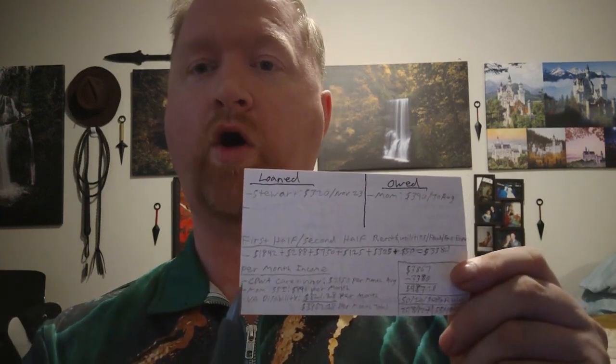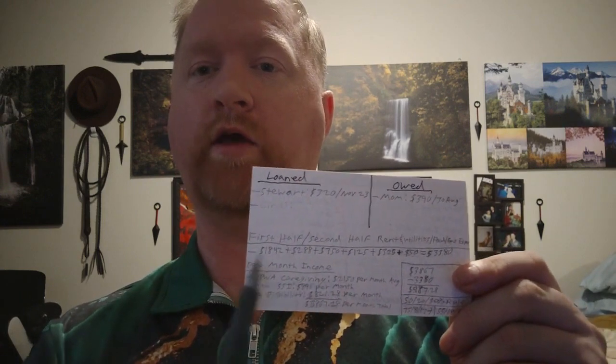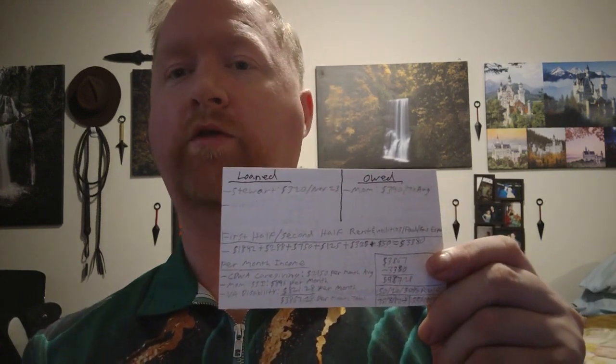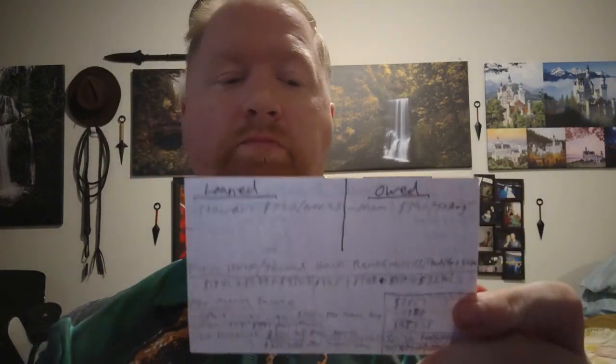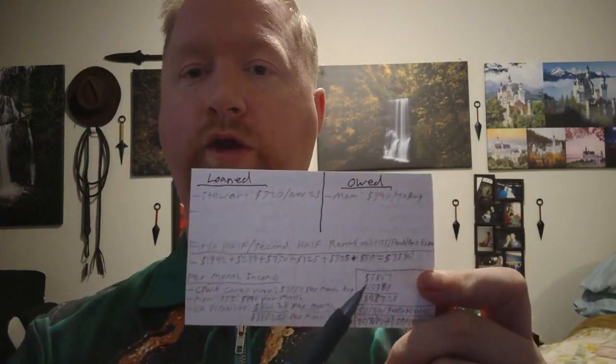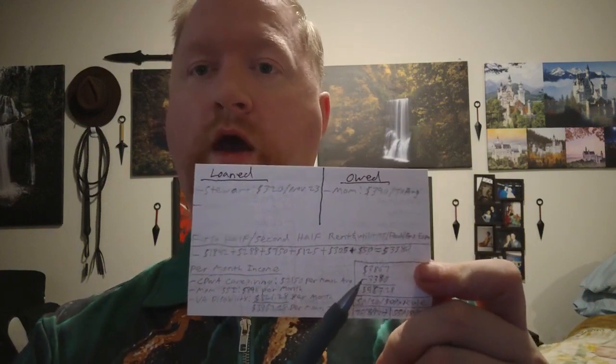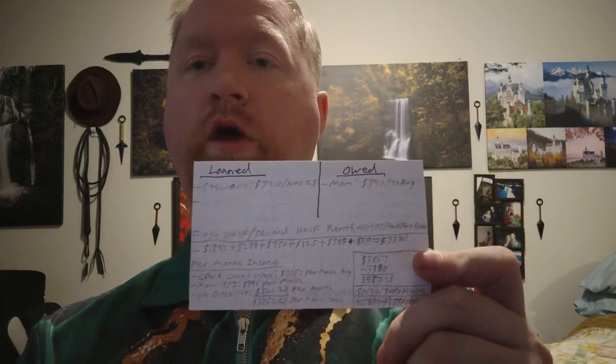So all together, I write down my total net income. And so what do we make? Right about $3,870. And then in the corner here is what I bring in minus the monthly expenses, and I have about $487 left over.